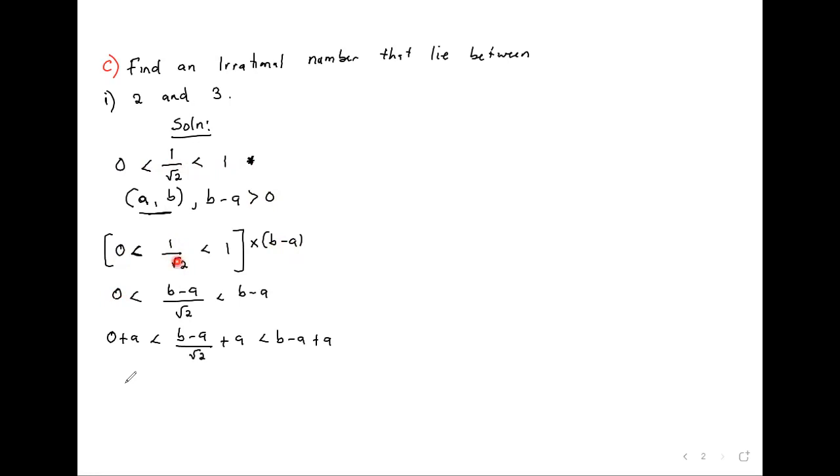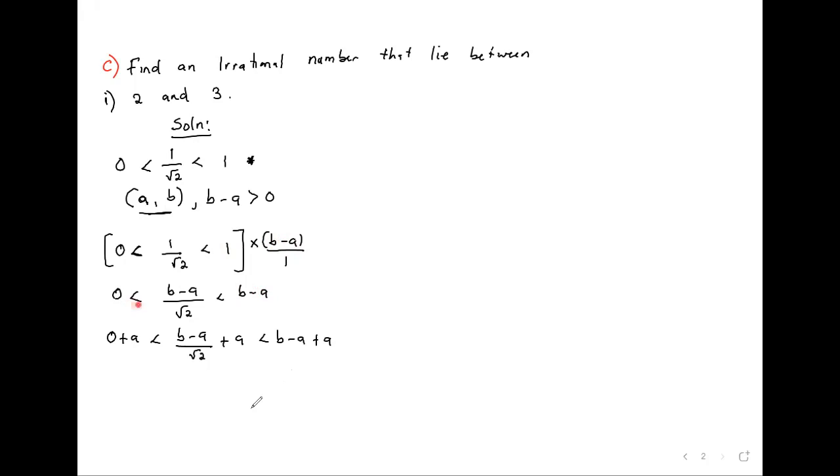1 over root 2 times B minus A will have 1 times B minus A, which is B minus A over root 2. Because this B minus A is sitting as B minus A over 1. And in the multiplication, you multiply the numerator with numerator, denominator with denominator. Then from there, we have 1 multiplied by B minus A, with B minus A.